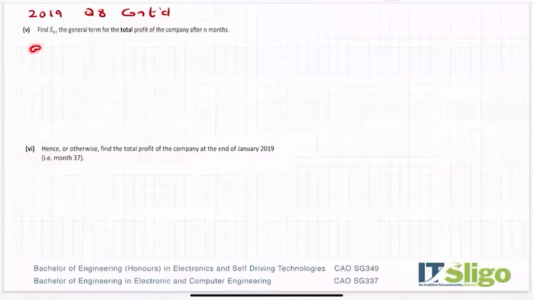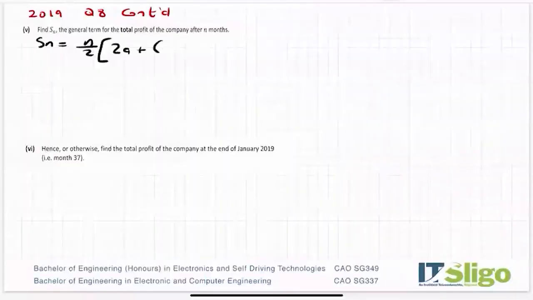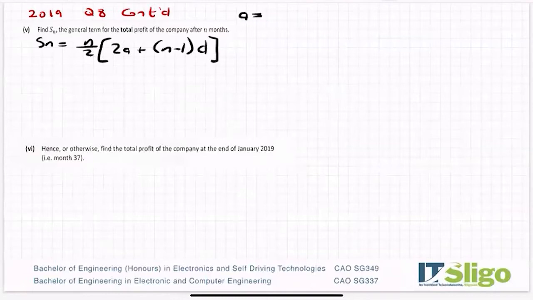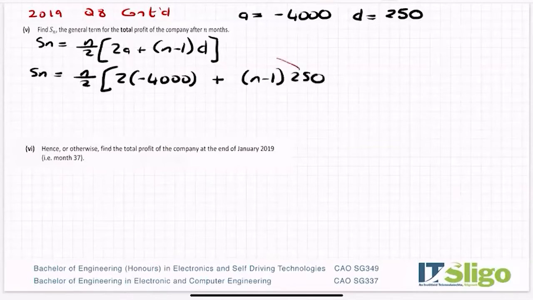Sn is equal to n over 2 bracket 2a plus n minus 1 times d. And again, these don't change. a is your first term and d is your common difference. It's just a little bit of a harder formula to work with, but it's fine. So 2 times a plus n minus 1 times d. And of course you can move that forward again, which is what I'll do in the next line.